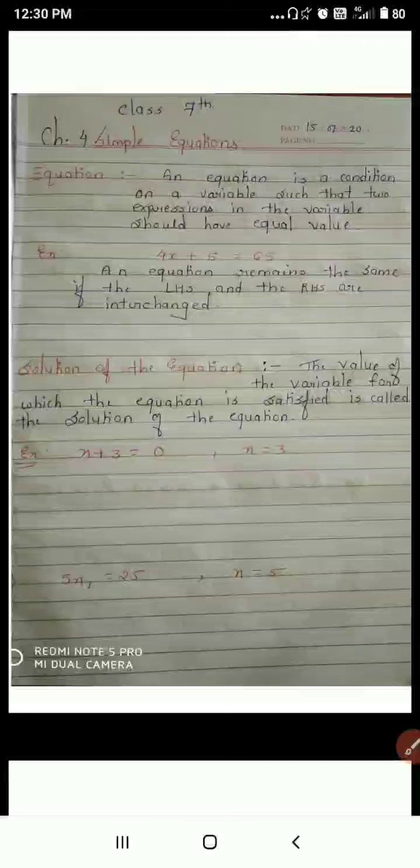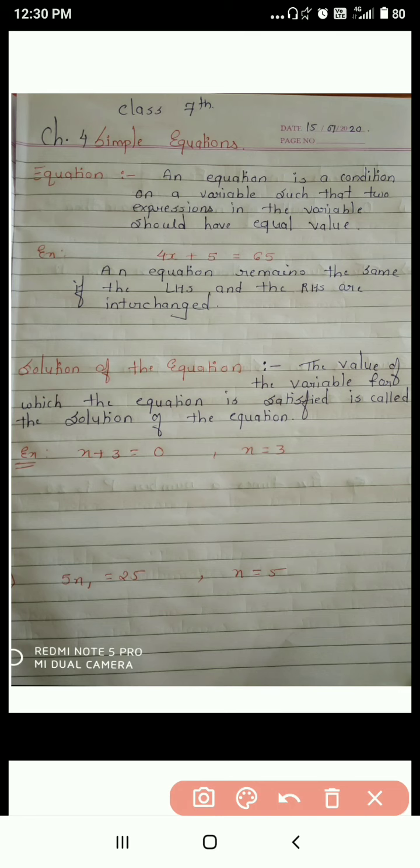Today we are going to start our new chapter of Maths, chapter number 4, Simple Equation. So, first of all, what is an equation? An equation is a condition on a variable such that two expressions in the variable should have equal value. Here there is one word: expressions.